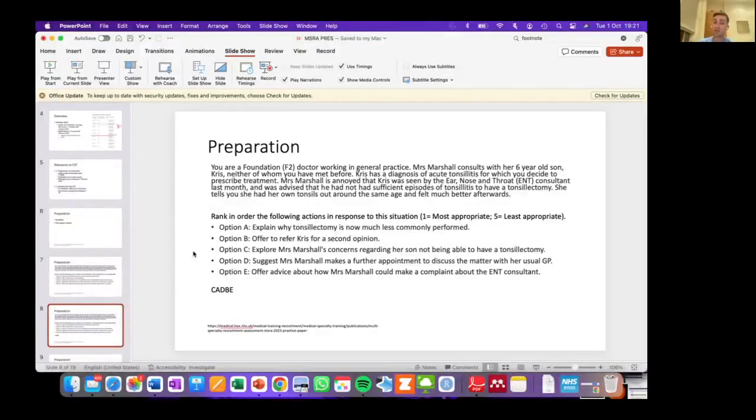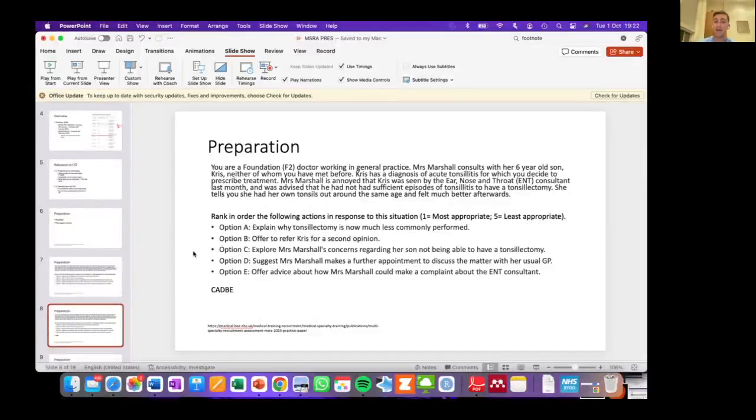C because it's actually exploring the concerns and is the best option. E is actually dismissing the concern that she's got by not solving it, and you're directing towards complaint. We all know it's not really something that the ENT consultant has say over. It's kind of a national policy, so it would be a bit inappropriate to shove them under the bus. So that's why it's the least appropriate. And then the middle ones, A, D, and B. A is good because you're explaining, which is she's kind of raised it as a concern, but you're not exploring if there's anything additional. And then it's between D and B.